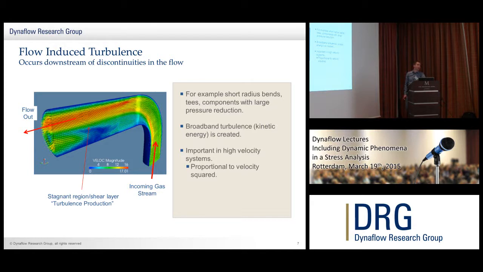This is a broadband turbulence, and will lead to kinetic energy regions in the flow. This problem is particularly important for high velocity systems, because the turbulent kinetic energy that is developed will be proportional to the velocity squared.